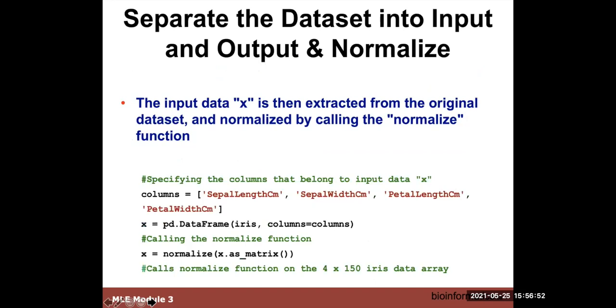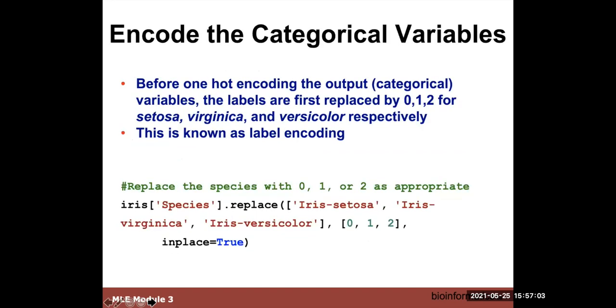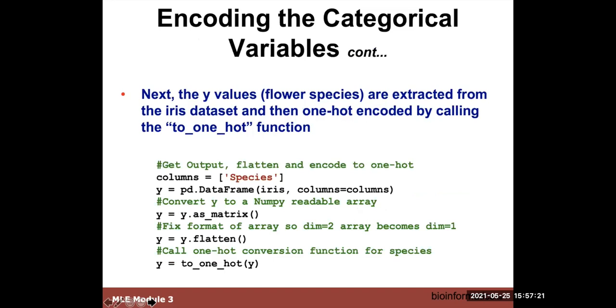We're then going to take the data out from our data set and then perform that normalize on the data sets of the 4 by 150 iris values. We're also going to do the label encoding. So we're now converting species to 0, 1, 2, and then we can also convert that through one hot encoding to 0, 0, 1, 0, 1, 0, and 1, 0, 0. So this is the one hot encoding where we convert the 1, 2, 3 into 0, 0, 1, 0, 1, 0, 1, 0, 0.